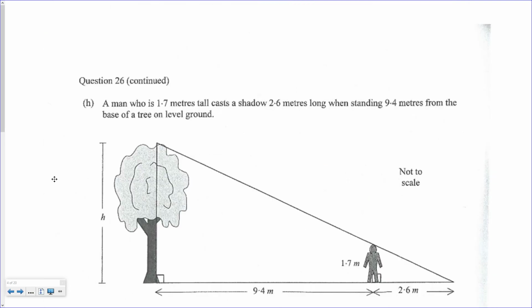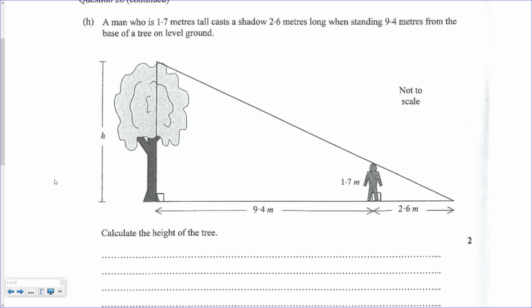And then going on to this last page for question 26. Here we have a right angle triangle question. There are two ways of tackling this. I'm going to do it using trigonometry, but there is also a way using similar triangles that is slightly more complicated.